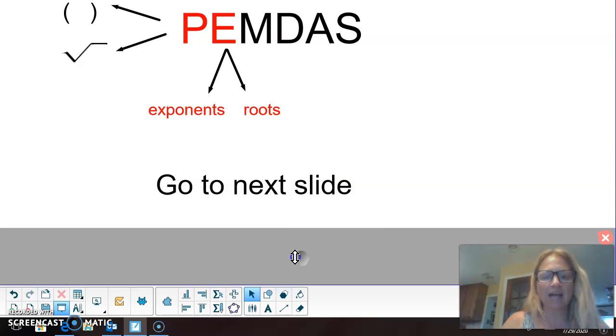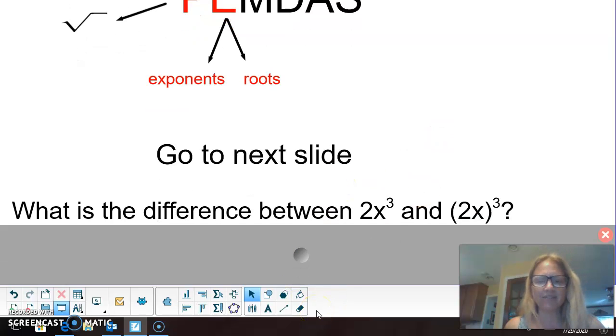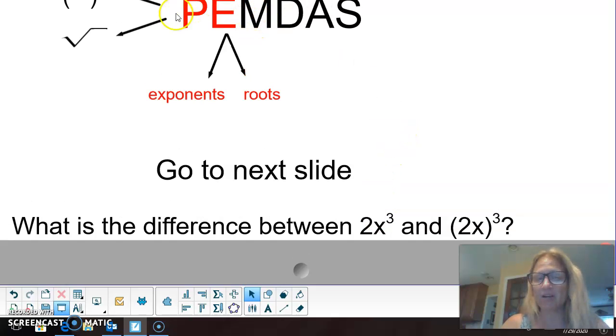And on the next slide, you are going to answer this question. It says, what's the difference between 2x cubed and parentheses 2x and then cubed? So remember, when you have a variable and a number side by side, it means to multiply. But now look at our parentheses. They are here, so we have to get rid of these first before we can go through and multiply.